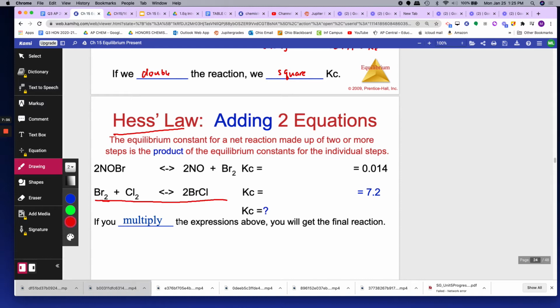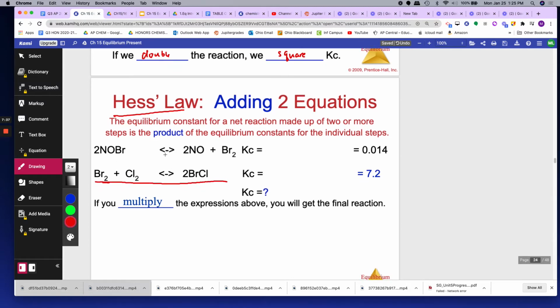Okay, so first thing you have to do is to add these 2 equations. Cancel out, this is the intermediate. So you're going to have 2 NOBr plus Cl2 arrow 2NO plus 2BrCl.